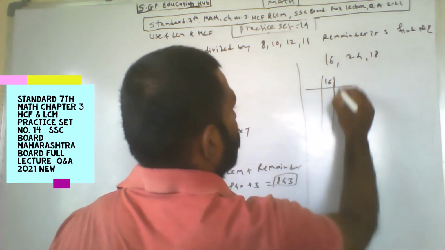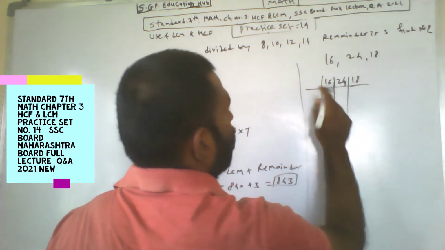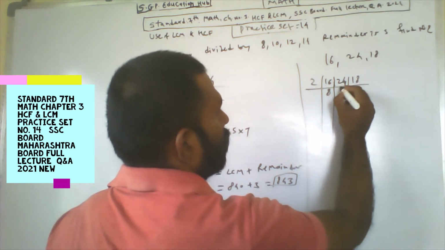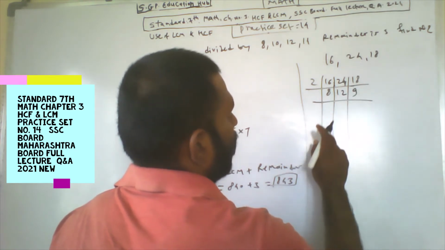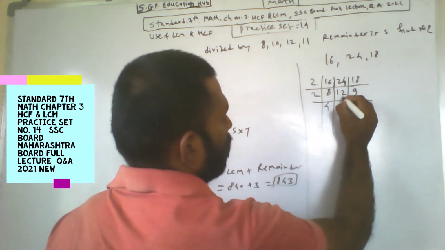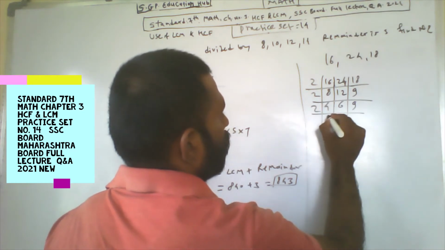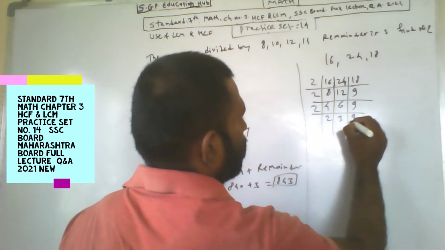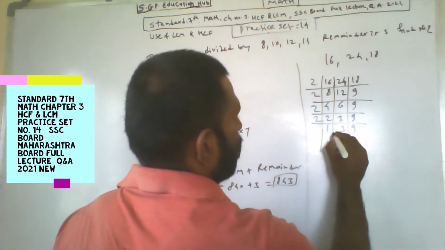16, 24 and 18. All three numbers are even numbers. So 2 8s are 16, 2 12s are 24, 2 9s are 18. Now 2 4s are 8, 2 6s are 12, 9 remains the same. Then 2 2s are 4 and 2 3s are 6, 9 remains the same. 2 1s are 2, 3 and 9.